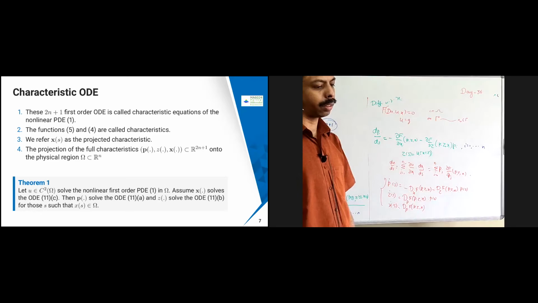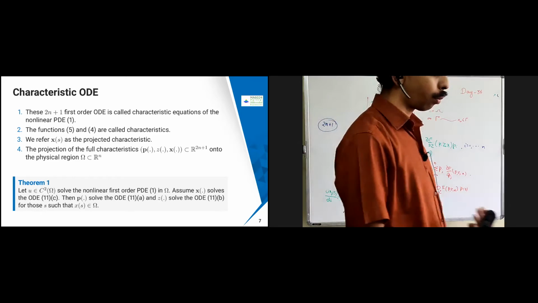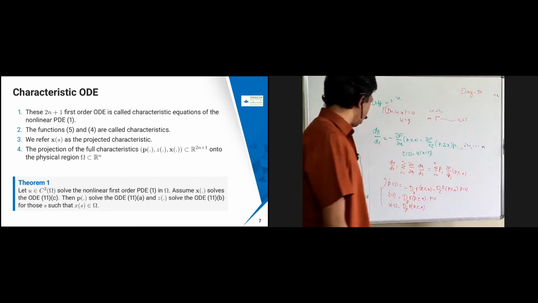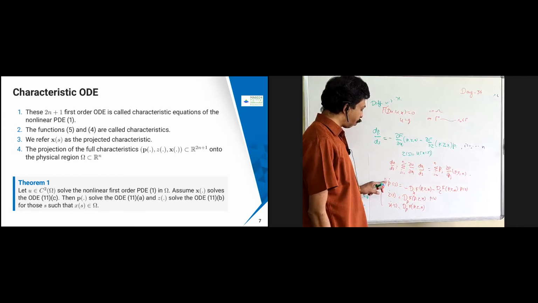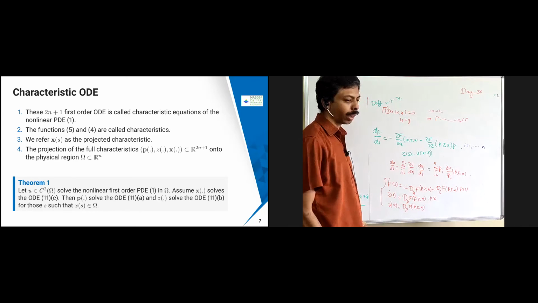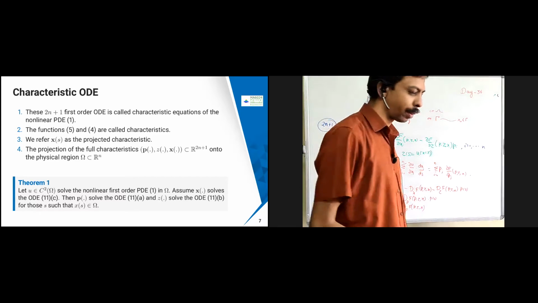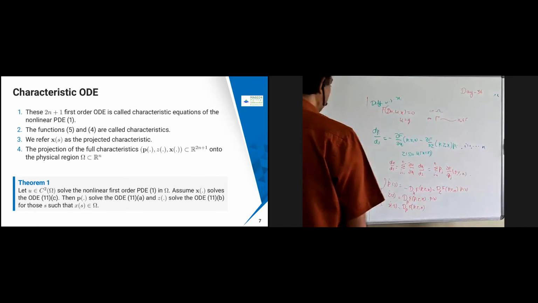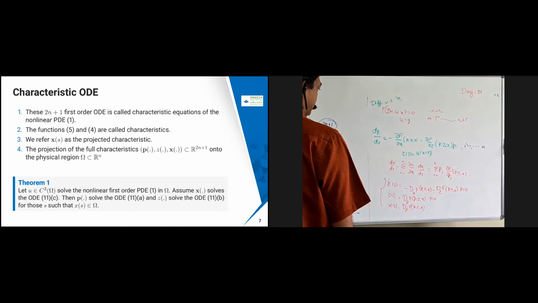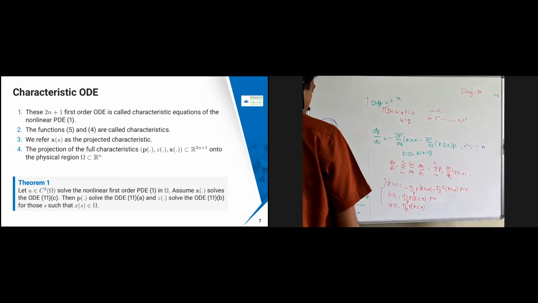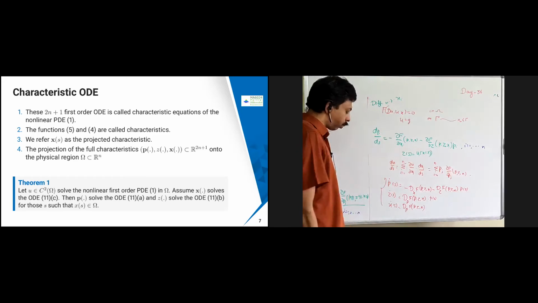What is the meaning? The projection of the full characteristic means that once I solve this, I'm going to get p of s, z of s and x of s. That one I'm going to project onto a physical region, omega, a subset of R^n. So that is going to give you the projected characteristic, that is called x of s. Okay, x of s is going to come from this.